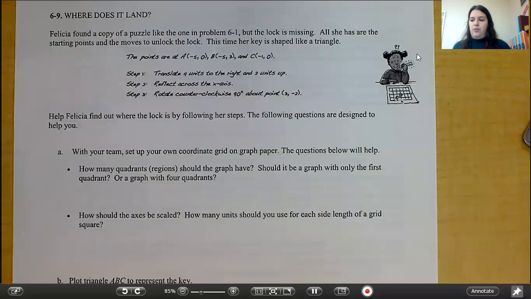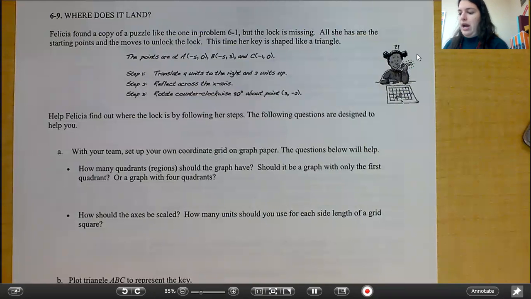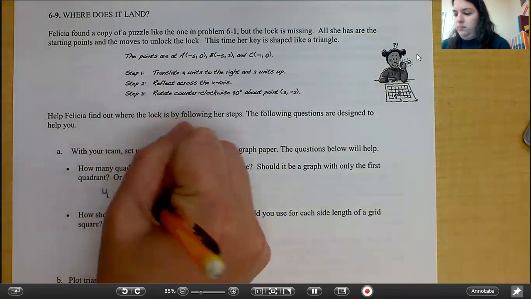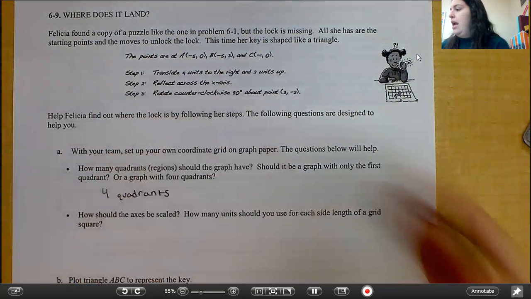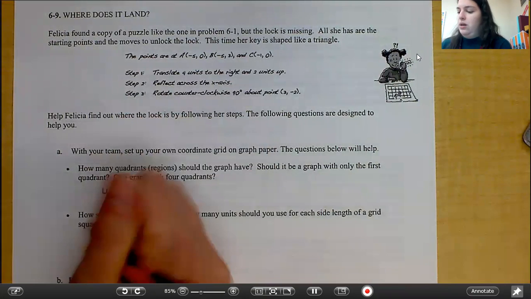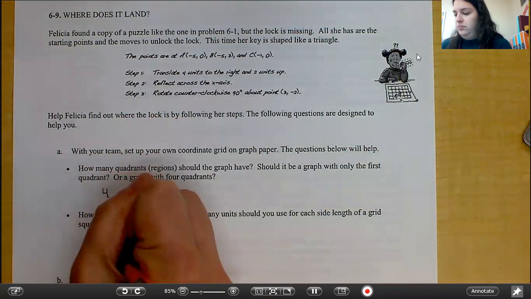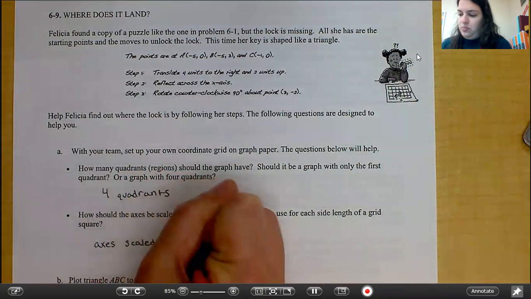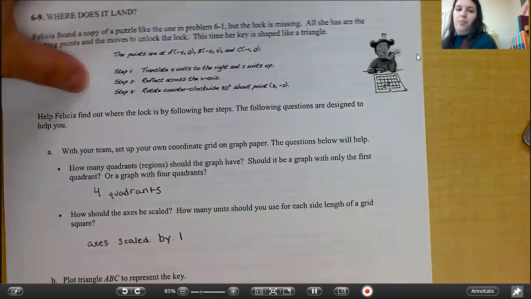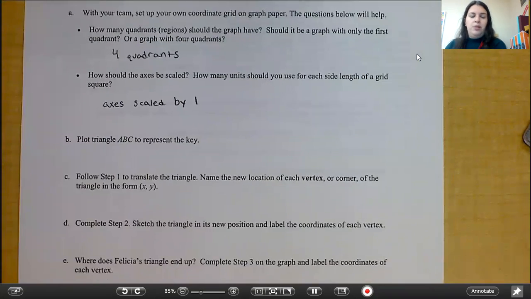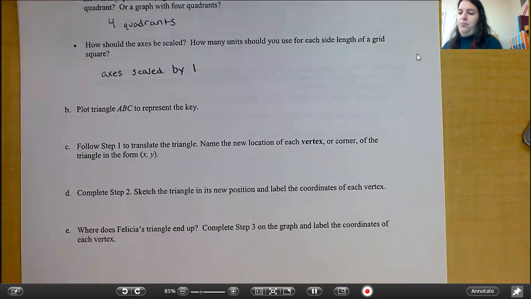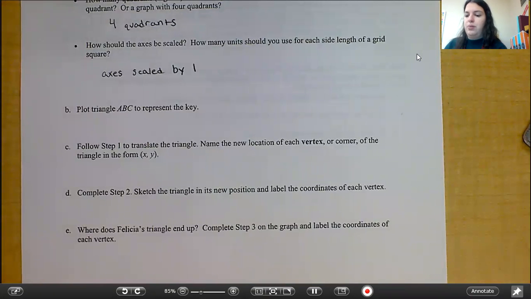Okay, so hopefully you're back with me and you've set up your graph. You should have set it up with 4 quadrants, and your axes should be scaled by 1s. Part B tells you, plot triangle ABC to represent the key. So pause the video and plot your triangle.